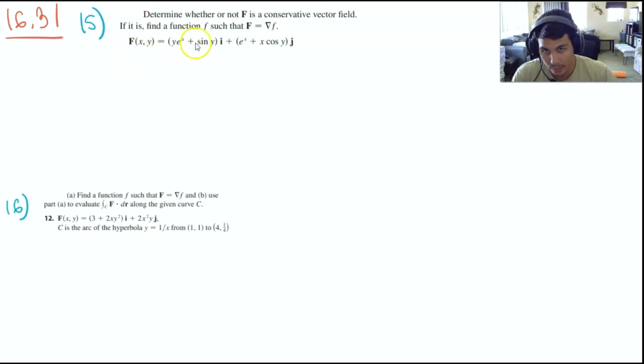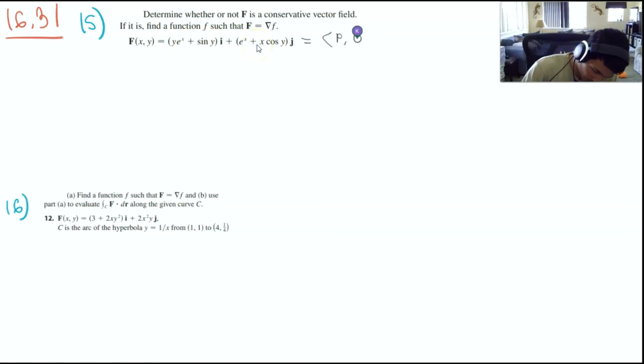Okay, so we have a vector F, and it's a function of x and y. Now we need to find a little function, little f, and see if its derivative is equal to F. Well, I like to start off by naming the stuff. We could call that, I don't know, I've been calling it P and Q. You can call it whatever you want.